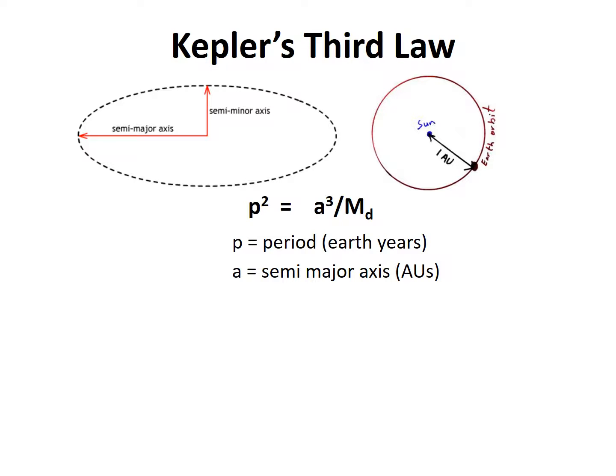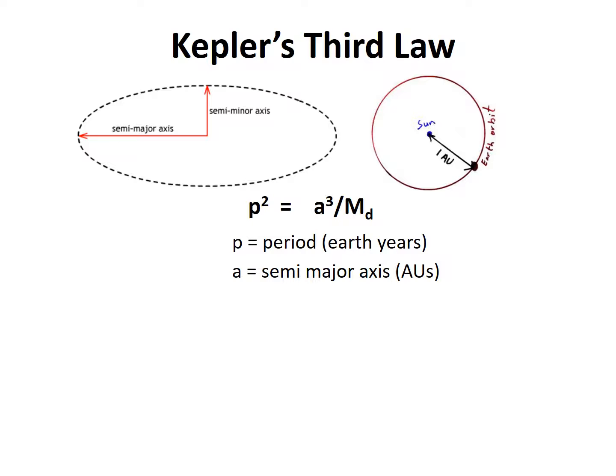Kepler found that the square of the orbital periods of each planet in Earth years, p squared, was proportional to the cube of semi-major axis of each planet in astronomical units, AUs, a cubed.